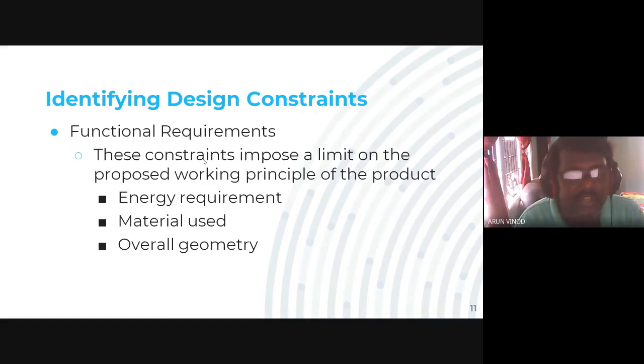We have an issue in the energy part, right? These constraints impose a limit. So it is limiting your product features, for example, right? It will impose a limit on the proposed working principle of the product, because of energy, power requirement, because of material used, because of geometry, the size of the product, right?